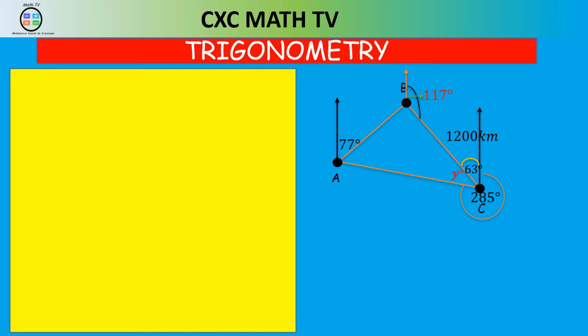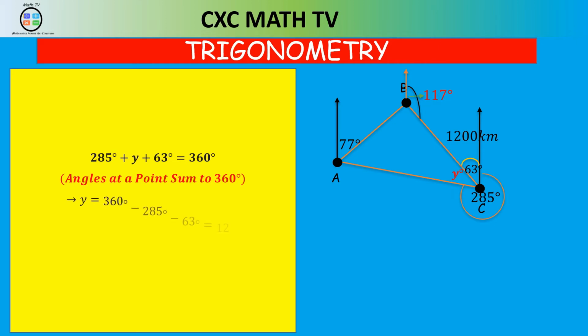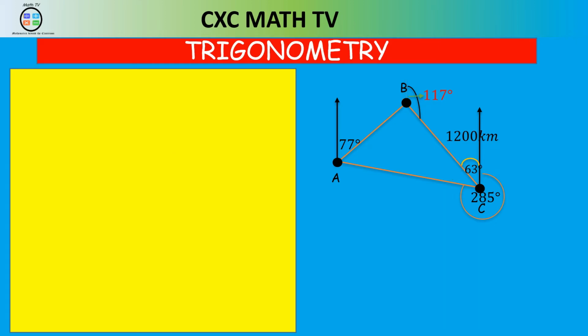Now what we do know is angles at a point sum to 360. When you make one complete revolution from a point, that is 360 degrees. So we know 285 plus y plus 63 equal 360. And whenever we transpose that, we will end up getting that y is 12 degrees. So now we can input that y is 12 degrees.